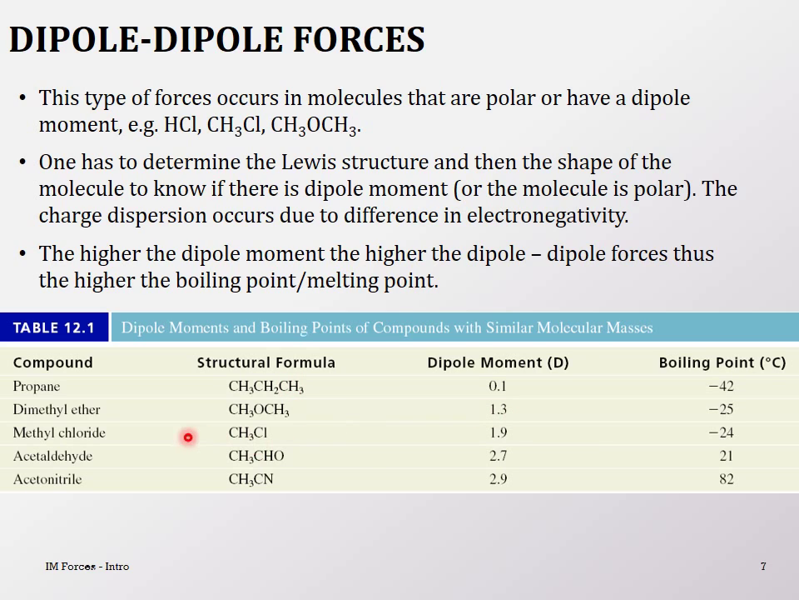Then we come to methyl chloride, where carbon is a tetrahedral atom. So in the carbon, which is tetrahedral, you have 3 hydrogens and 1 chlorine. Of course that results in a dipole moment. So you have a 1.9 dipole moment, and the boiling point is similar to dimethyl ether because both of them have some dipole moment.